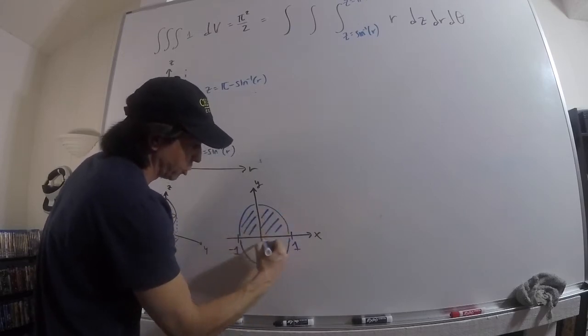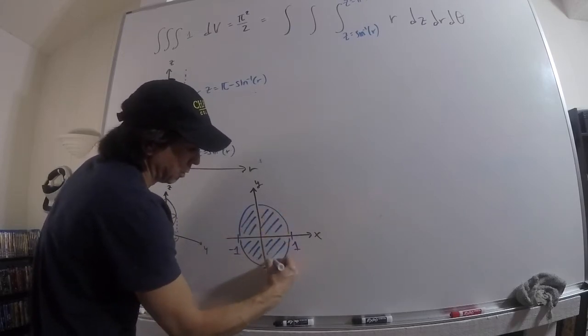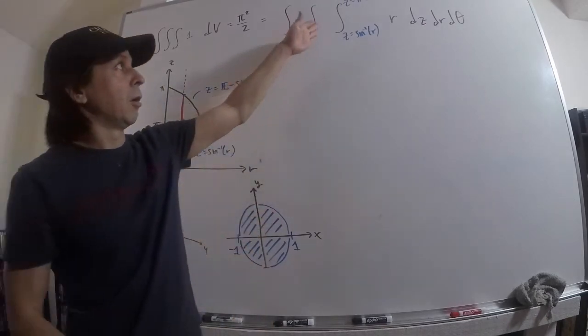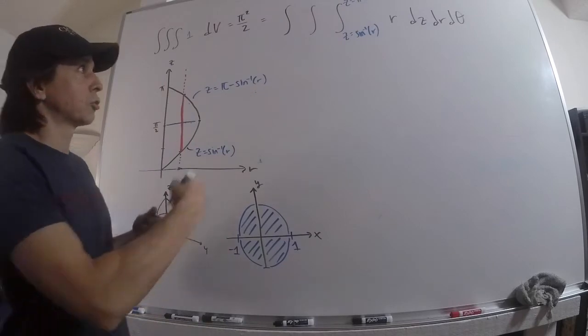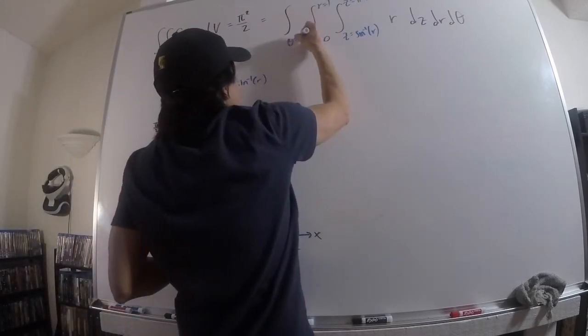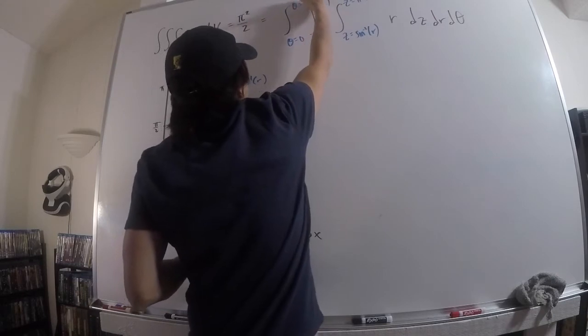That's my shadow of that solid. And so that's what I've got to integrate for the r part and the theta. Fortunately it's straightforward. R goes from 0 to 1. Theta goes from 0 to 2 pi. And I believe I'm good.